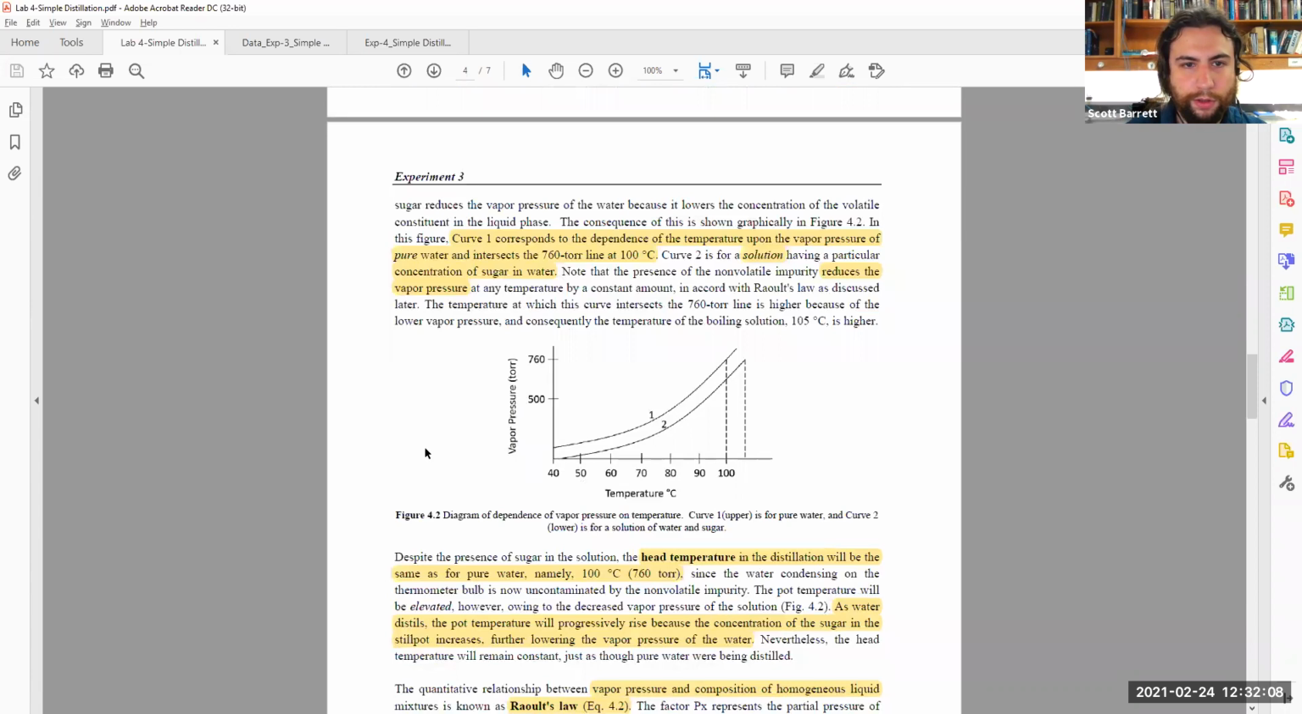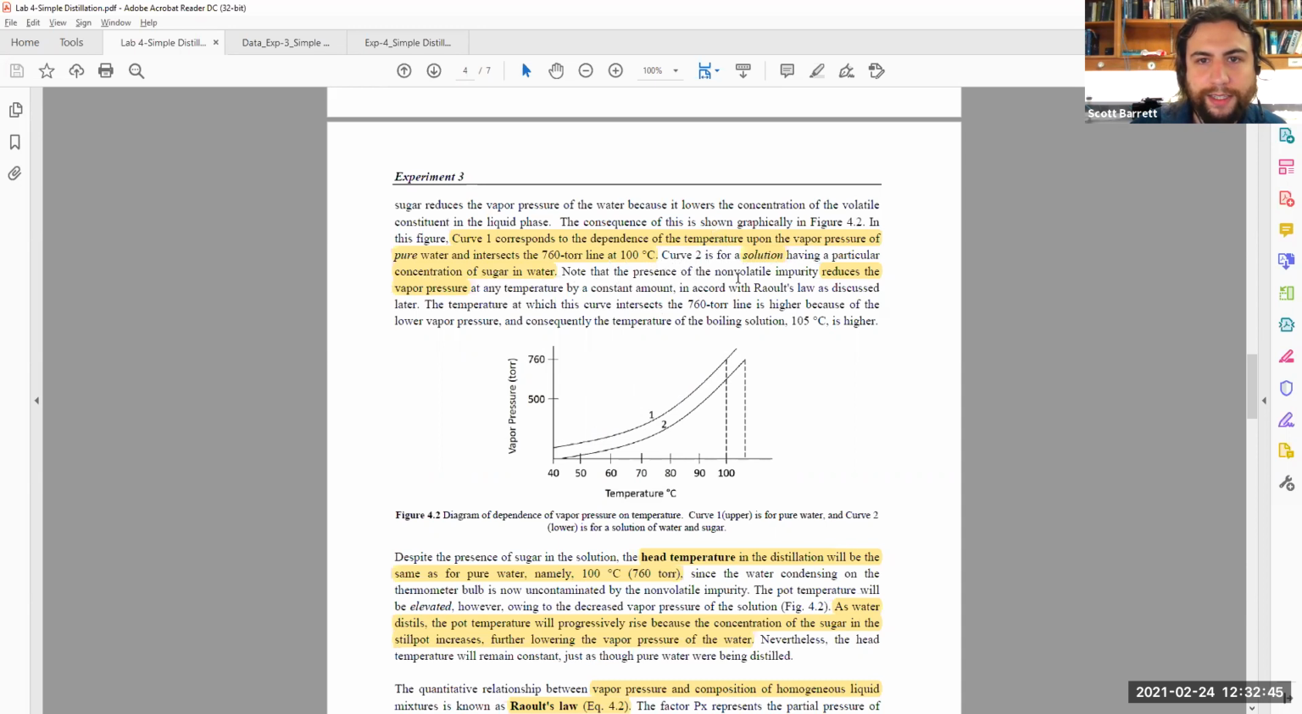So now we want to look here at a good example to describe the differences of having a compound mixture versus a pure sample, or pure liquid in this case. So curve 1 corresponds to the dependence of the temperature upon vapor pressure of pure water and intersects the 760 torr line at 100 degrees Celsius. So curve 1 right here, normal water, as you know, boils at 100 degrees Celsius, over here at the regular 1 atmosphere, 760 torr. However, curve 2 here is a solution having a particular concentration of sugar and water.